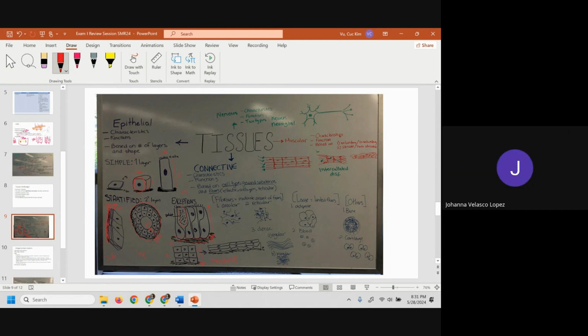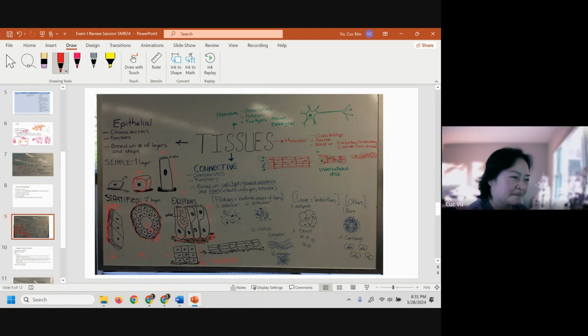I have a question about that. In the slides, it also said it had a lot of proteins. Would the proteins be considered the fibers? Very good. Yep. Okay. How about its function?